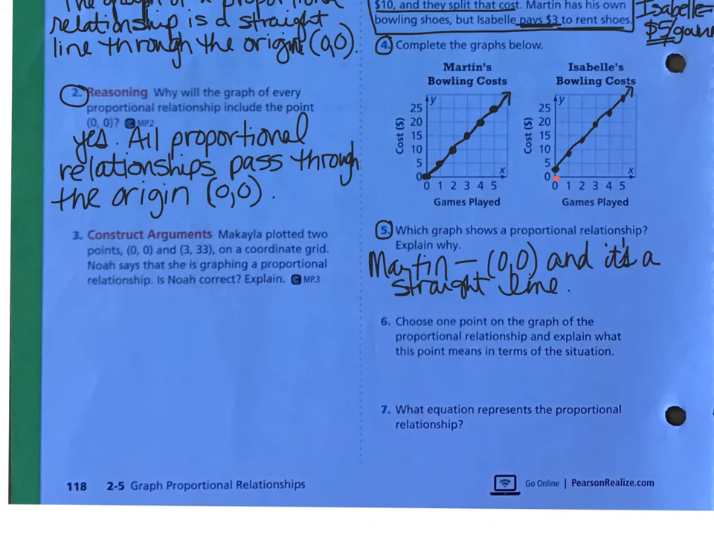Number 6 says to choose one point on the graph of the proportional relationship. In this case, we're looking at Martin. And explain what this point means in terms of the situation. So which point do you want to use that's on Martin's graph? Doesn't matter to me. You can pick any point you want. What if we picked the ordered pair (3, 15)? That's on the graph because it indicates that Martin played 3 games and paid a total cost of $15.